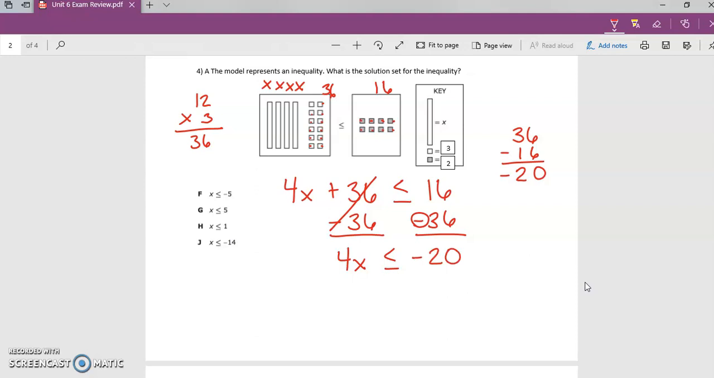And so now, okay, now I have 4x is less than or equal to negative 20. Now I get rid of my coefficient. So the 4 times x, I need to do the opposite and do the division. So divide both sides by 4. Those cancel. X is less than or equal to, what's negative 20 divided by 4? Negative 5. Because a negative divided by a positive is a negative. So my answer would be letter F right here.